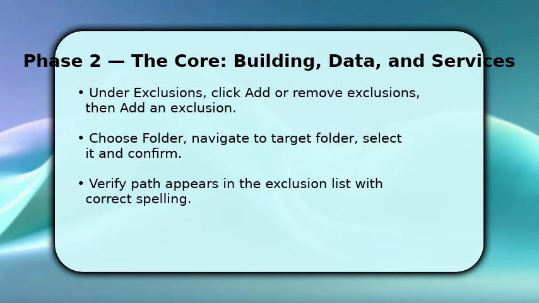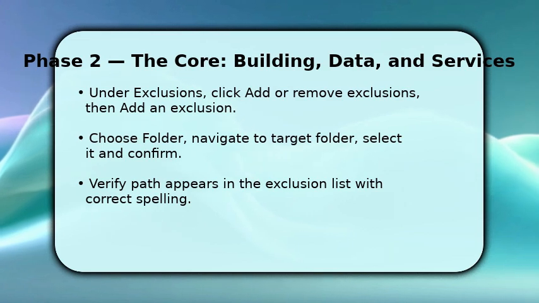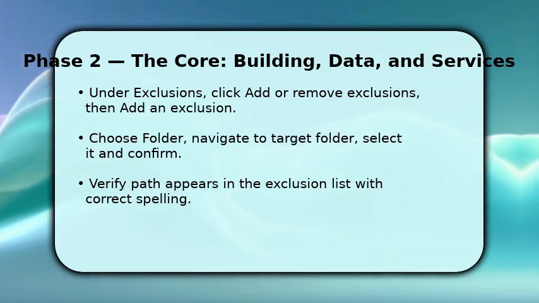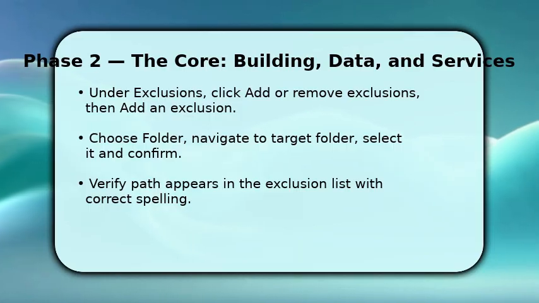Now add the exclusion. Click Add or Remove Exclusions, then choose Add an Exclusion and pick Folder, because folders keep related files excluded at once. You navigate to the exact folder path. Accuracy matters. Typos will make Defender ignore the wrong location.